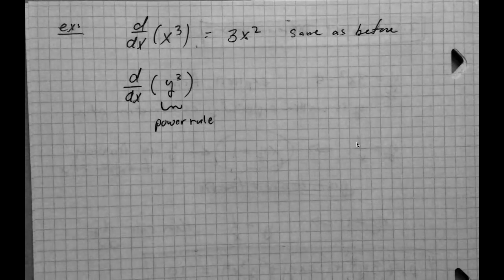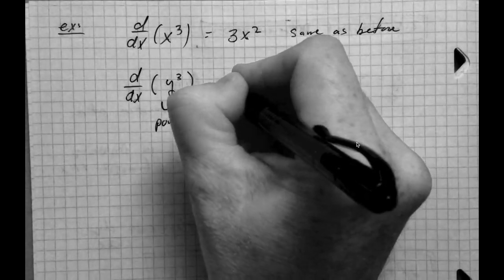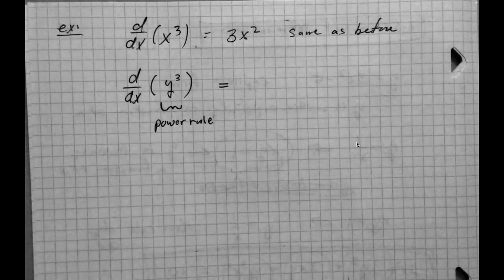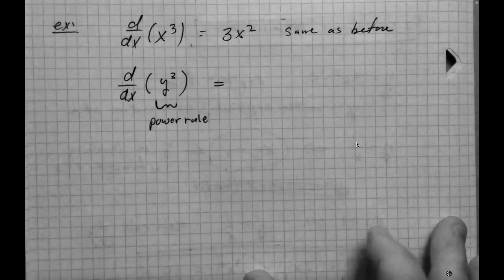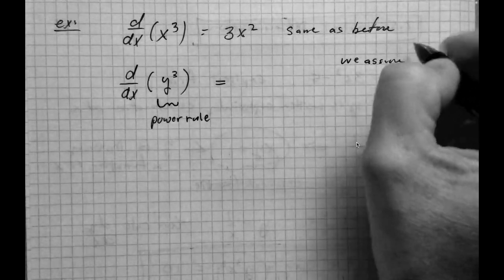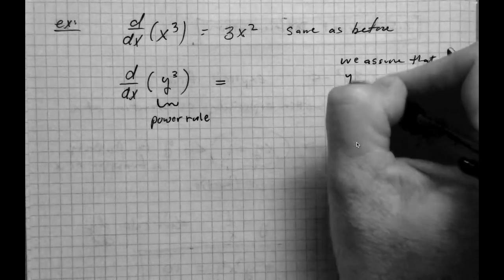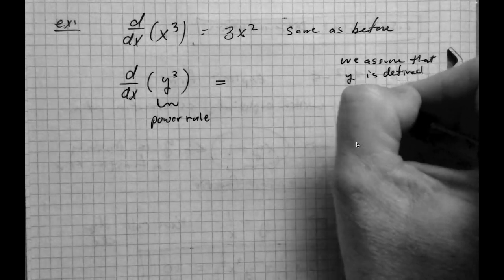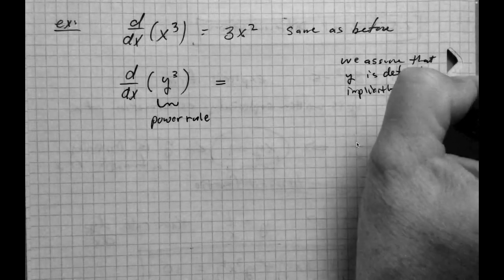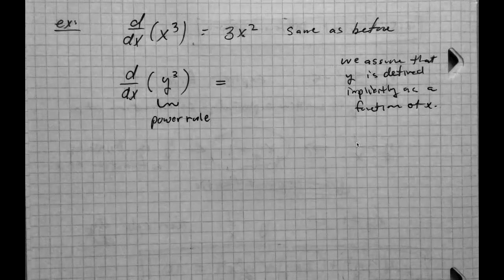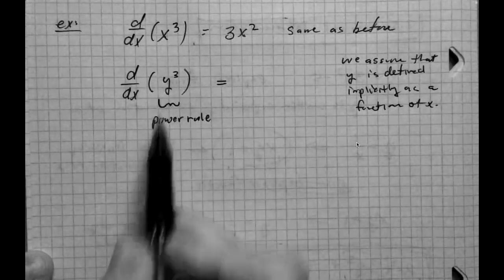The way we think about it is that we assume y is defined implicitly as a differentiable function of x. So let me write that down, because that's the key to understanding this. We assume that y is defined implicitly as a function of x.